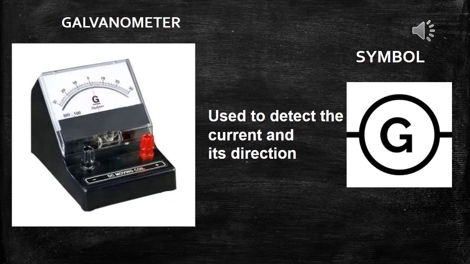In galvanometer, the pointer will always be in the middle. That one will be coinciding with the 0th division. That 0th division is present in the middle of the galvanometer. The symbol for galvanometer is G. Around the letter G you can see a circle. On either side you can see two lines. That shows the ends of the galvanometer.